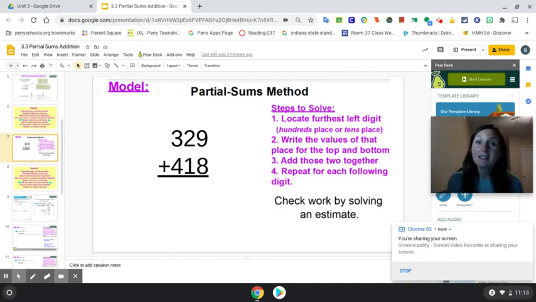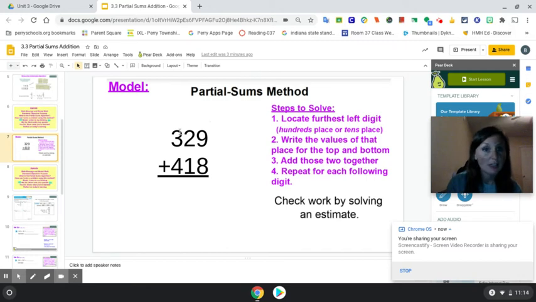Boys and girls, today we are working on the partial sums method for addition. Now, you might not prefer this method, and that's okay. I don't actually prefer this method either, but I do use it sometimes, so it's a good strategy to try. I want you to at least try it, see if you like it, and then maybe you'll end up wanting to use it. If not, we're going to learn another strategy next week that you might prefer better. So I'm going to follow these steps to make sure I am solving it correctly.